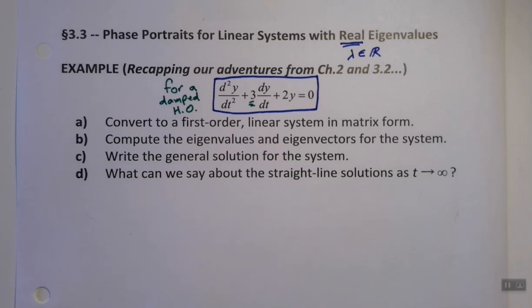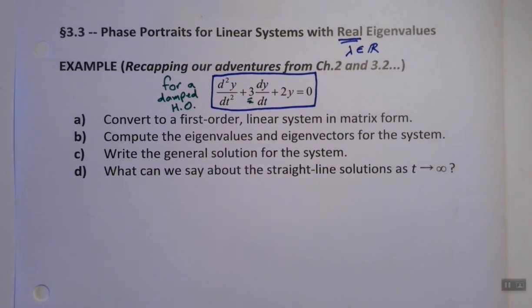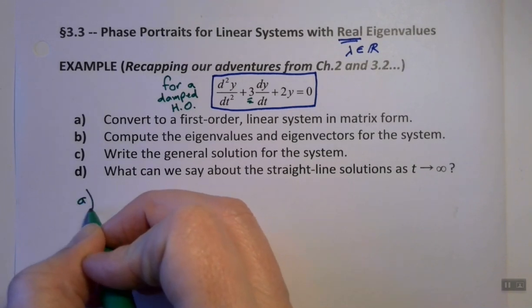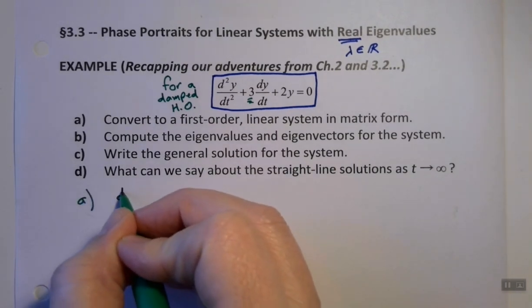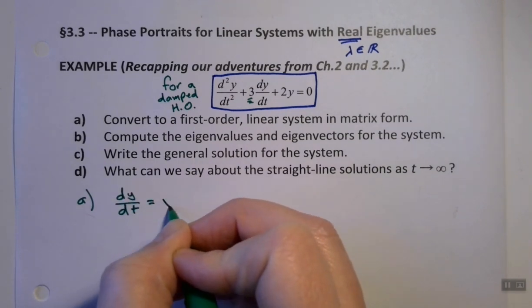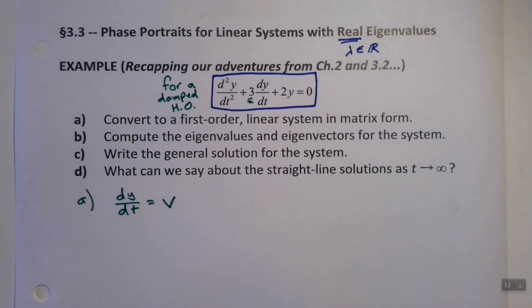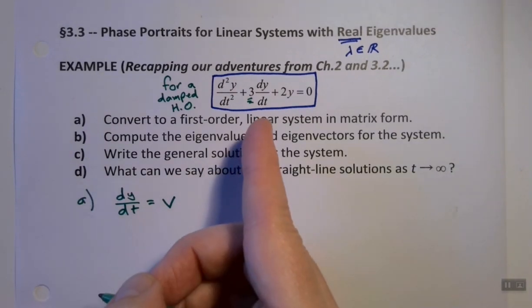So for part A, it says you need to come up with a system of first order linear differential equations. Well, we have a second order differential equation, but the other thing that we know is that the derivative of the position function, dy dt, is always going to be equal to the velocity function v. So that's the first gimme equation that we can start with, presuming that we're talking about a damped harmonic oscillator.